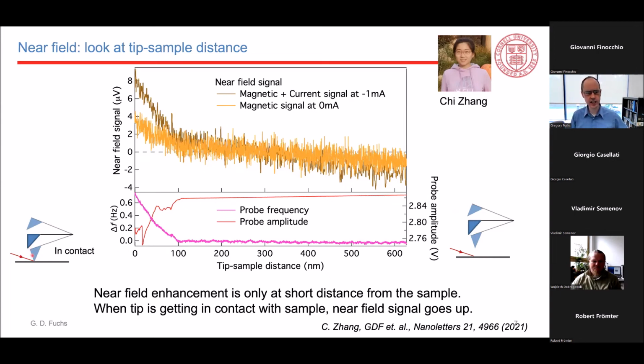And then as it suddenly comes into contact, which you can notice by changes in the probe frequency and amplitude, that means it starts to interact with the sample. We also see an uptick in the magnetic signal as well as the current signal when we apply a current to the sample. So this really verifies that we have a near field interaction, and now we can go on to investigate what kinds of resolution we get.